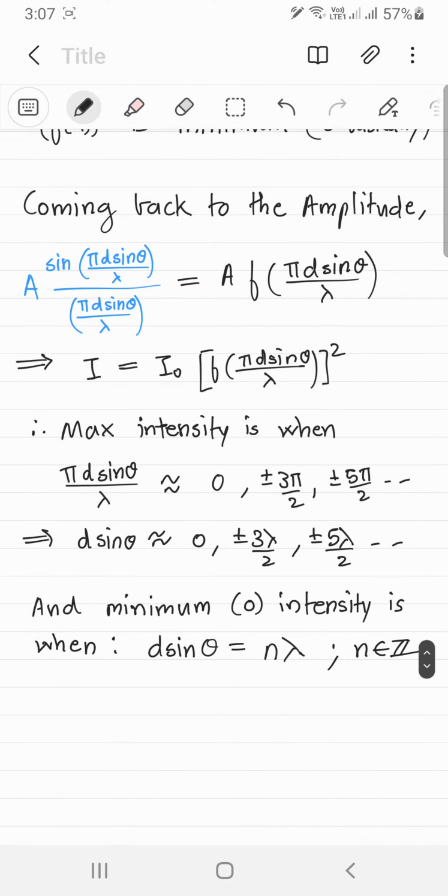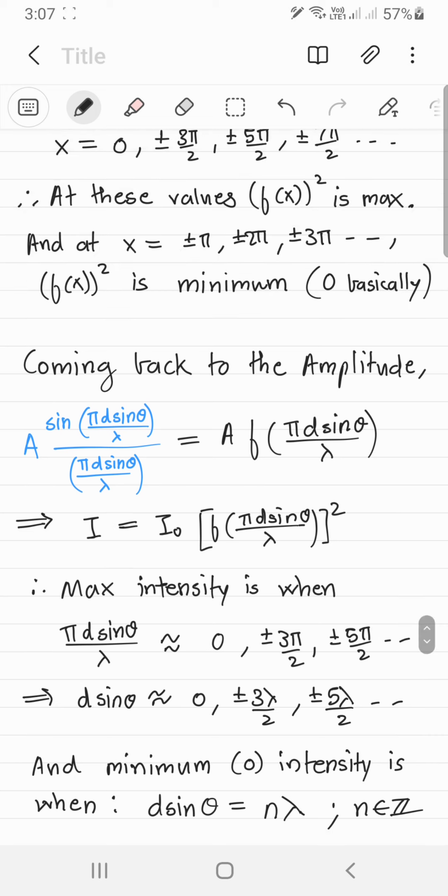And now we come back to our amplitude function. So it was a sine of pi d sine theta upon lambda, divided by pi d sine theta upon lambda, which is basically f of pi d sine theta upon lambda, where f is sine x upon x, the function that we just considered. Well, that's good, but let's talk about intensity instead of amplitude. So you know that intensity is proportional to amplitude squared. So using that, we can say that I at the point x is I naught, which is at the point m, times this function squared.